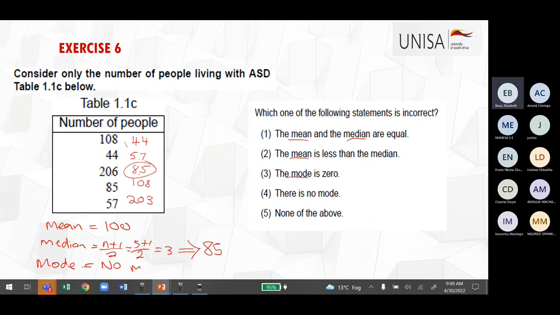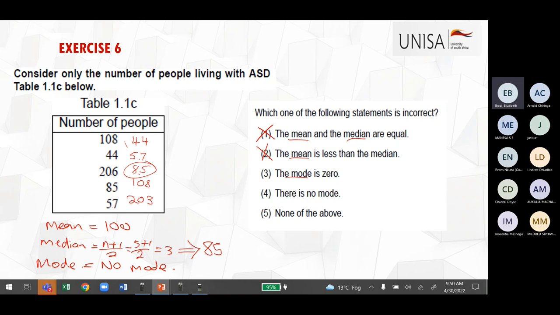there is no mode, right? Because I can't see any number that repeats itself. Come and answer the question. Number 1, 2, 3, 4, and 5. The mean and the median are equal. Is that true? Is that correct? No, that's false. That is not correct. The mean is less than the median. That is false. That is also incorrect.